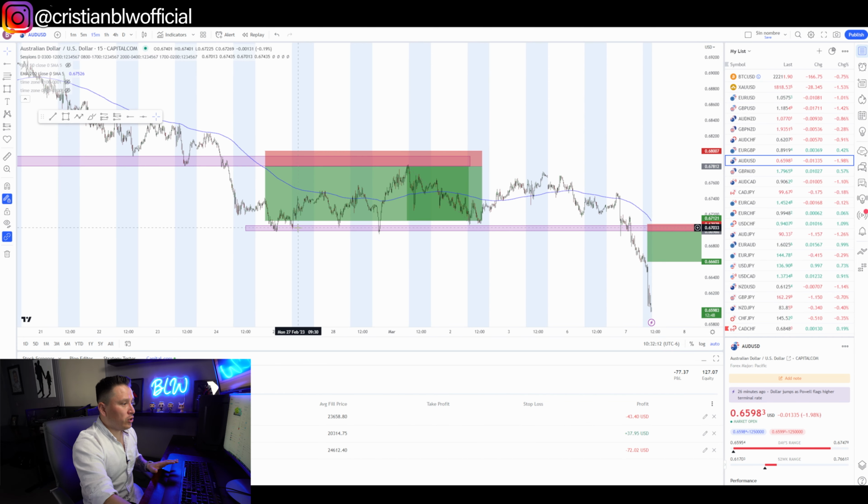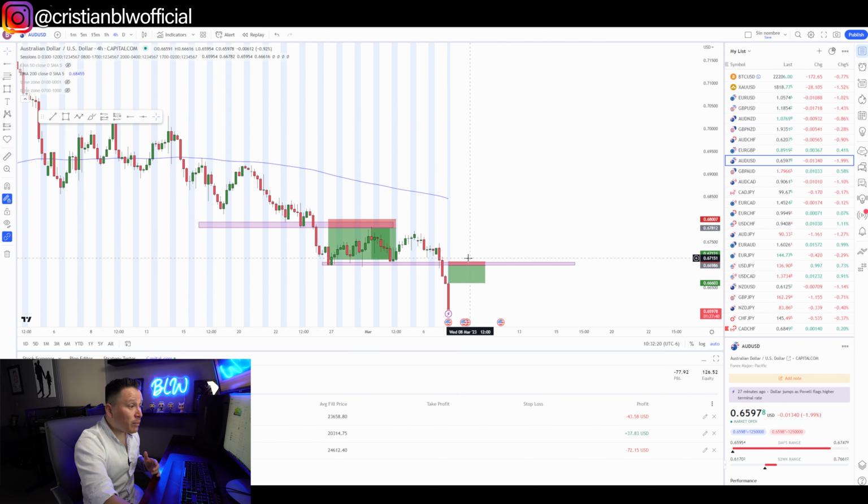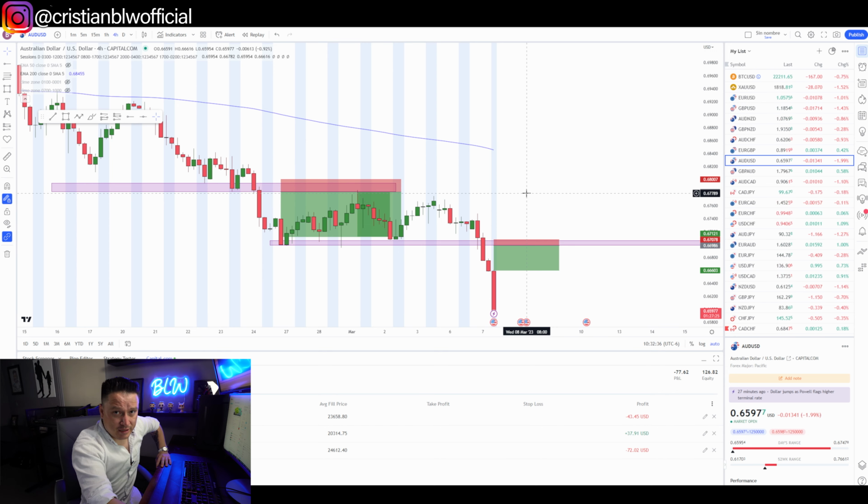Take a look at it. 1, 2, 3, 4, 5, 6, even 7 times it was respected on the 15 minutes. So when you go to 4 hours, it probably doesn't make that much sense, but you have several confirmations that that was a good moment to enter. You just need to know exactly where to enter, where to put your stop loss, and where to put your take profit. Hopefully that makes sense.